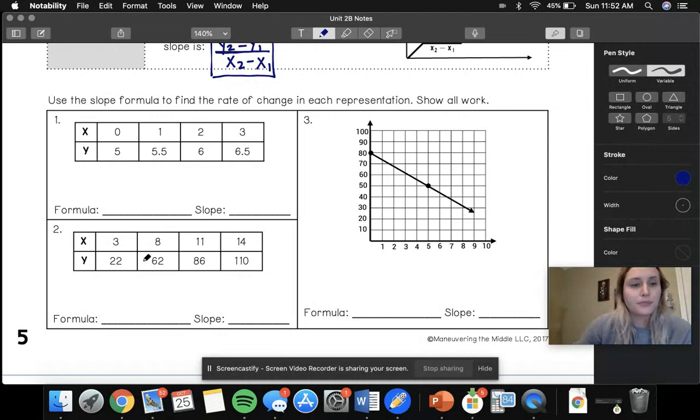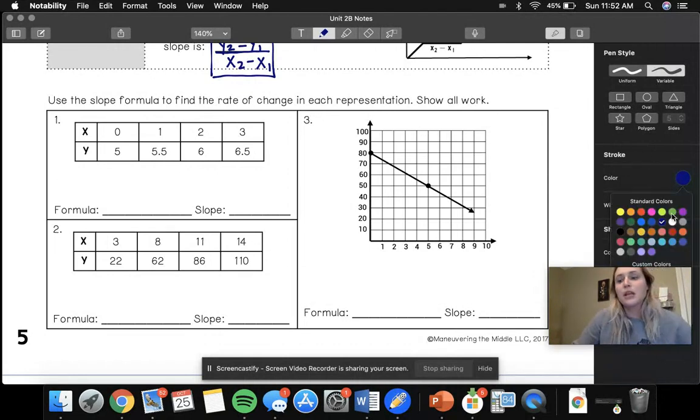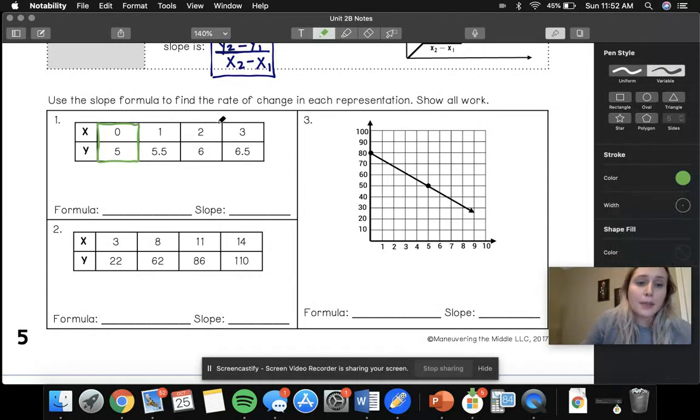All right. So we have this table. It has 4 ordered pairs, basically. It has x coordinates and it has y coordinates. So the first thing, if we're trying to find the slope or the rate of change, we have to pick 2 of them. You get to pick any of these 2. I'm going to pick easy ones. Personally, I like ones with no decimals. So I'm going to pick 0, 5 and 2, 6. Now, if you would have picked 1, 5.5, you would still get the same answer.